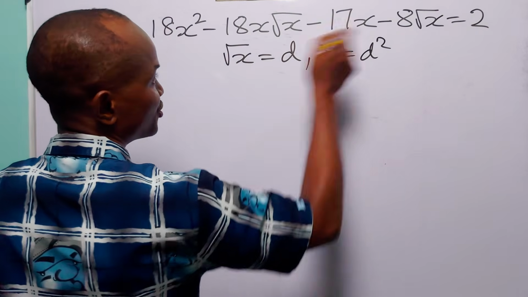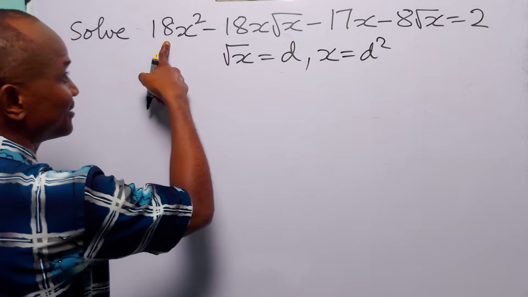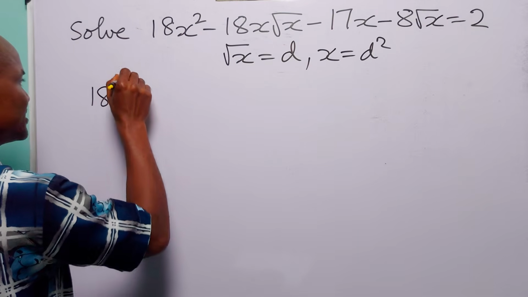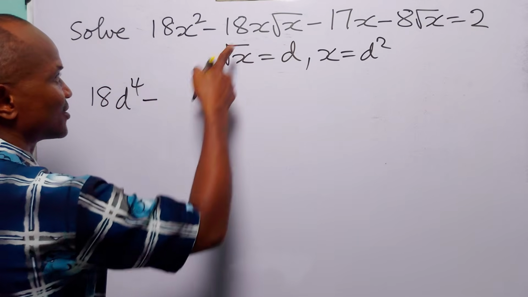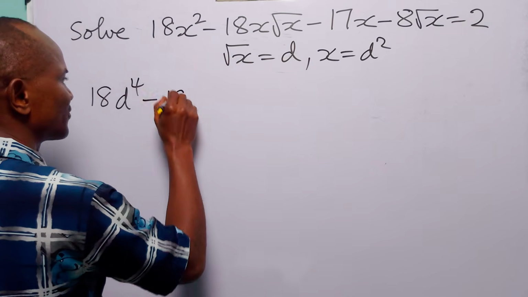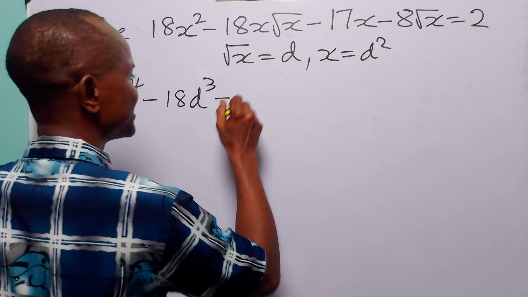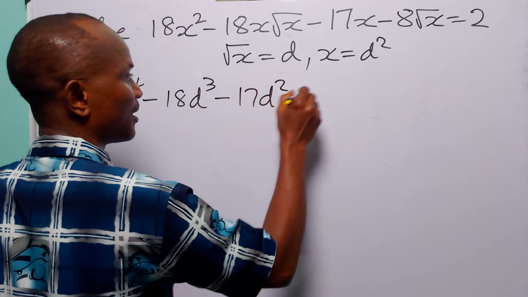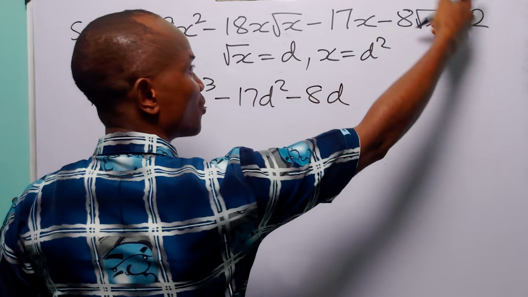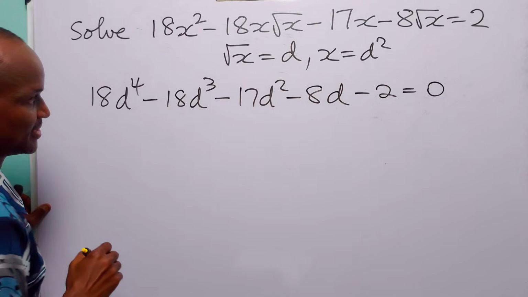Now, let us rewrite the original equation in terms of d. Here we have 18d squared squared. That is going to give us 18d to the power 4 minus 18d squared times d. That is going to give us 18d cubed minus 17d squared minus 8d. Now let us bring 2 over to the left hand side. We have minus 2 and this is equal to 0.